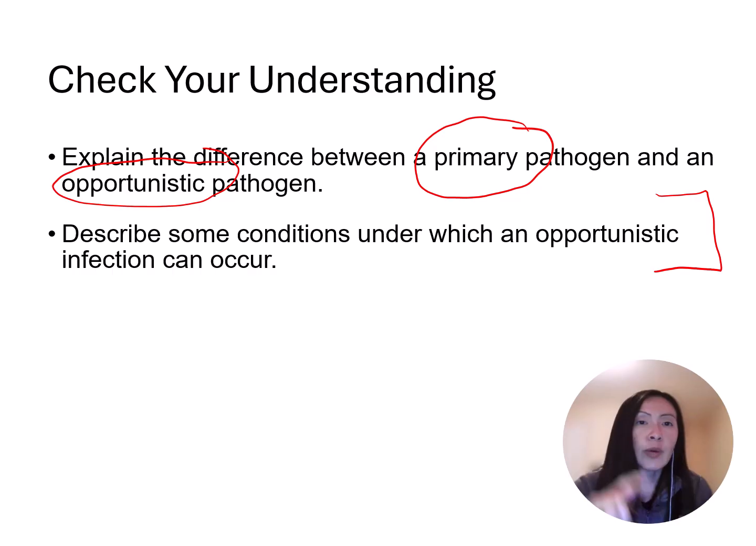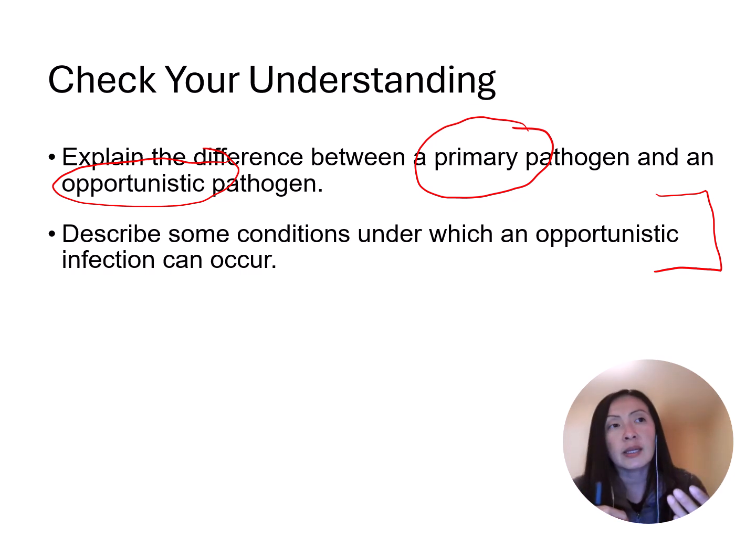For the second one, describe some conditions under which an opportunistic infection can occur. We said when normal microbes are disrupted, such as through antibiotic use. Another is when the immune system is suppressed, maybe from chemotherapy, from another illness, or from HIV. Or when microbes enter sterile body sites. The blood should not have microbes in it, and we might introduce microbes there through wounds or catheters or surgery.